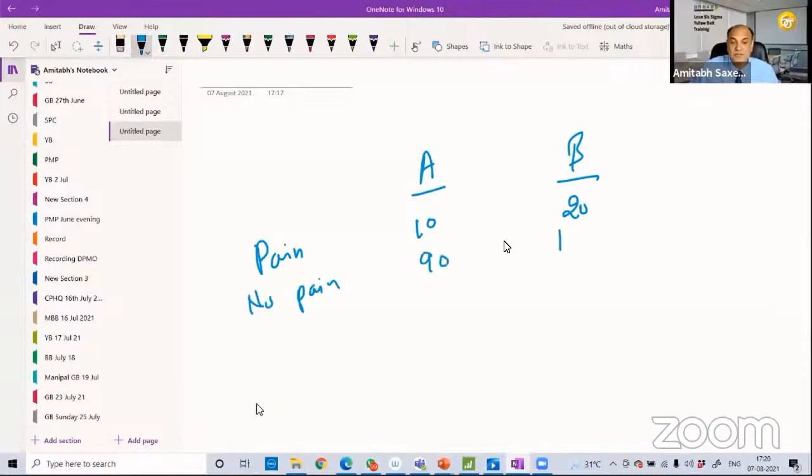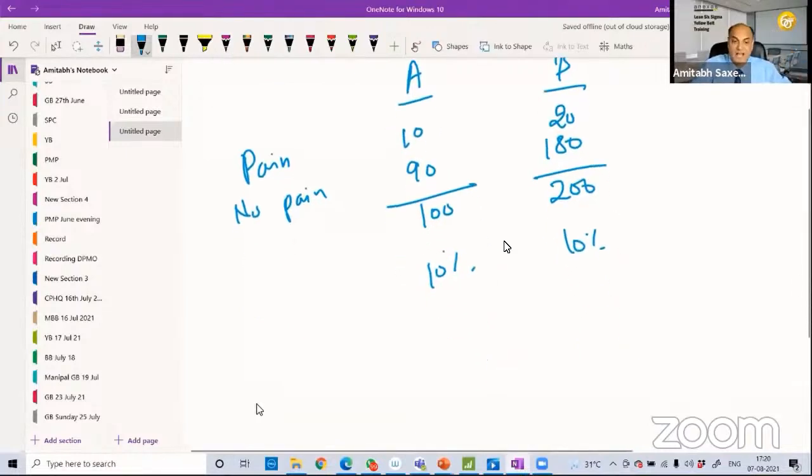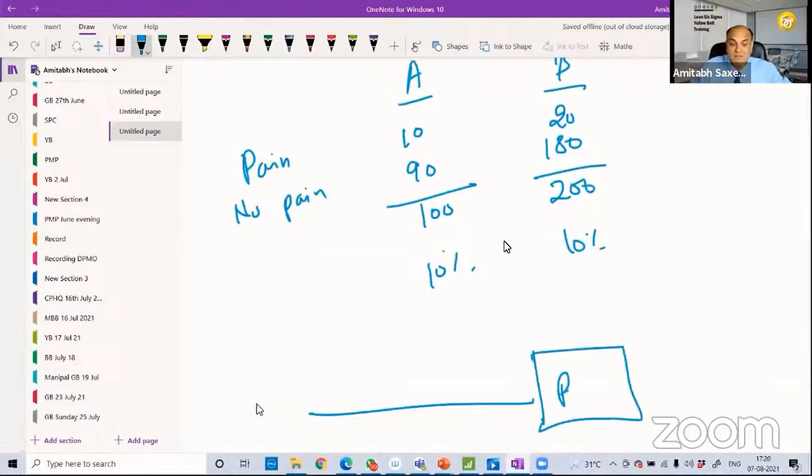Okay, I give you this data. A vaccinated 100 people, B vaccinated 200 people. Now tell me, in case of vaccination skill, I'm talking about that only, who is better? Both are same. Here also 10% people are complaining, here also 10%. So the problem is not in the nurse. I'm trying to improve pain. I suspected the nurse is an issue.